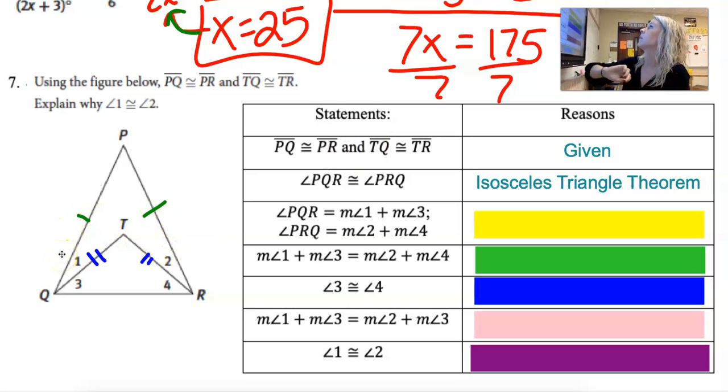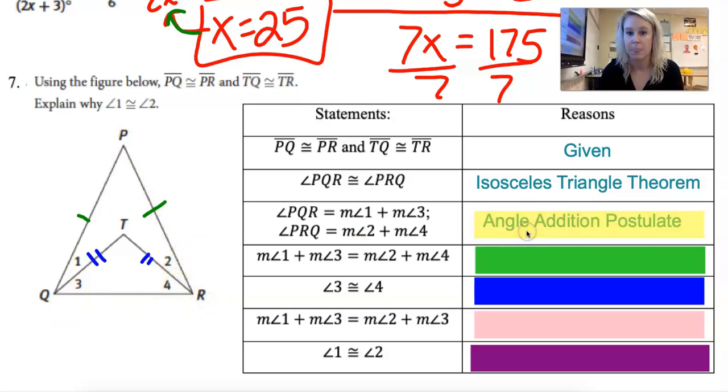So if this is an isosceles triangle, I know their base angles are the same. Next but not least, it says PQR, so this left angle is equal to the measure of angle 1 plus the measure of angle 3. Same thing over here. PRQ is the measure of angle 2 plus the measure of angle 4. That's the angle addition postulate. Back to module 1. This total is equal to part plus part.